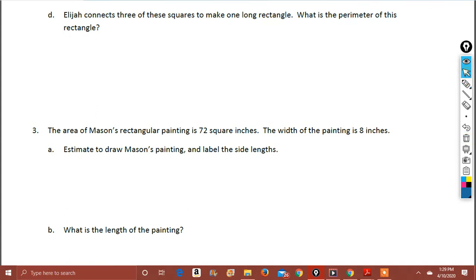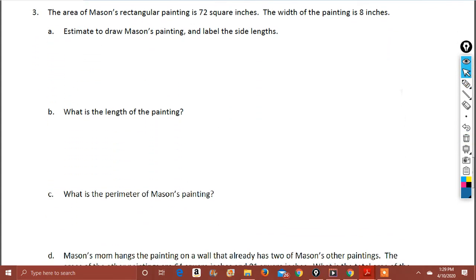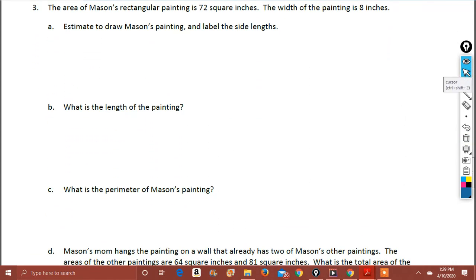All right, let's scoot up and go to number 3. Okay, the area of Mason's rectangular painting is 72 square inches. The width of the painting is 8 inches. So they're telling us the area. It is 72 square inches. We know the painting is 8 inches wide. So let's estimate to draw the painting and label the side lengths.